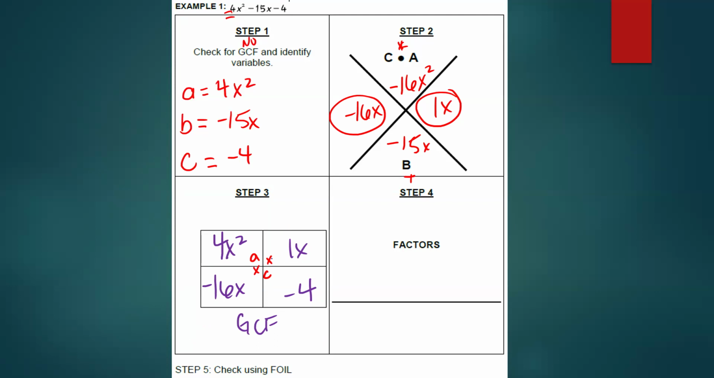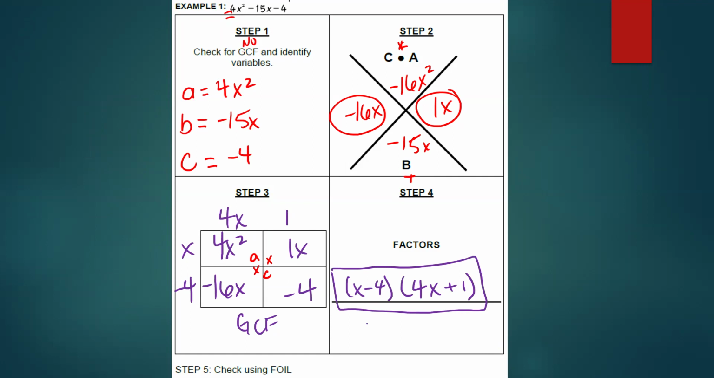So in our first row, what is our GCF? 1x. And our second row, what is our GCF? 4. It's going to be negative because the first term is negative. And this column, 4x. And in our last column, 1. They're just 1. So therefore, your factors are x minus 4 times 4x plus 1. And you're done.